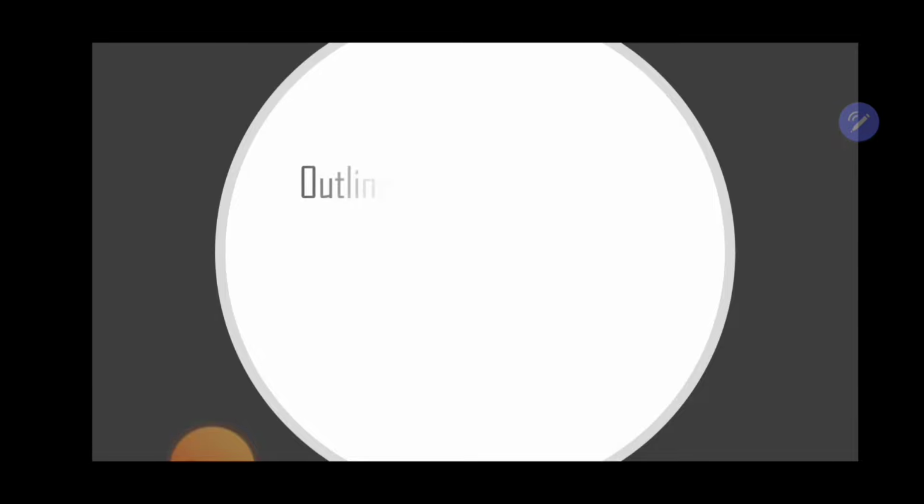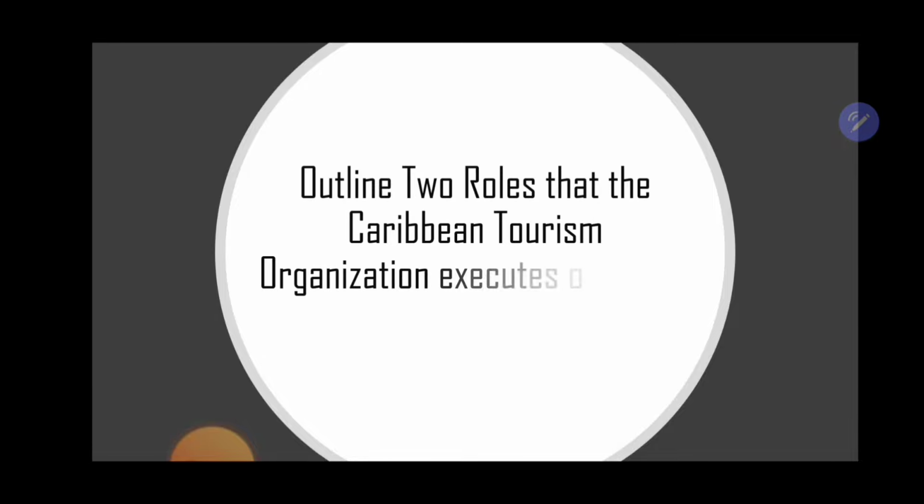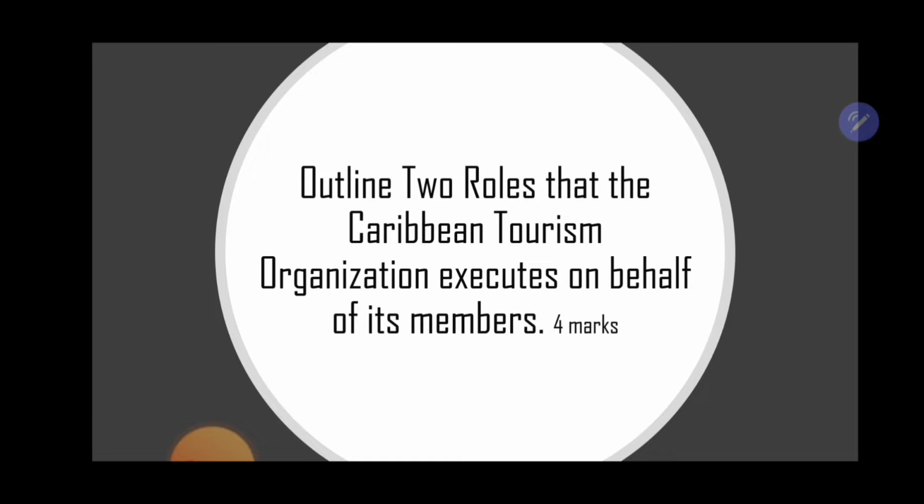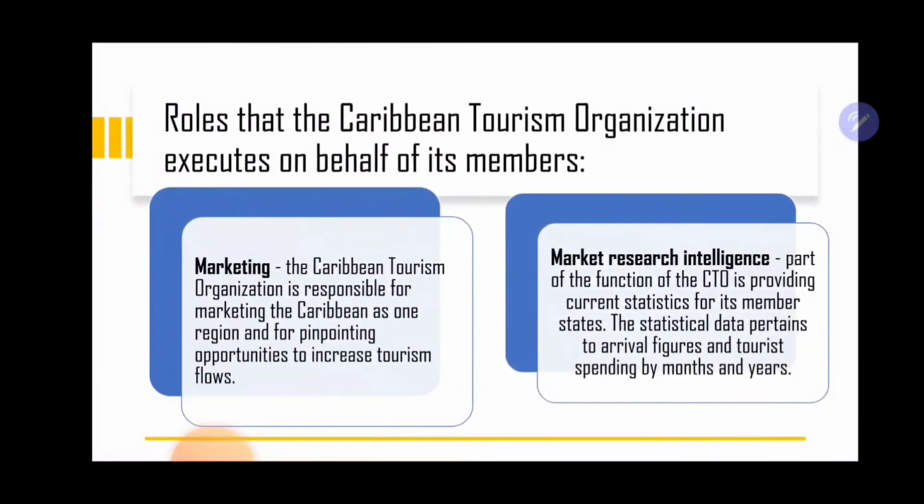Next part. Outline 2 roles that the Caribbean Tourism Organization executes on behalf of its members, and this part of the question is worth 4 marks. So identify 1 role and state or elaborate what this role means. You'll get 2 marks for each response, right? Now we're going to look at some roles here. So the first one is marketing.